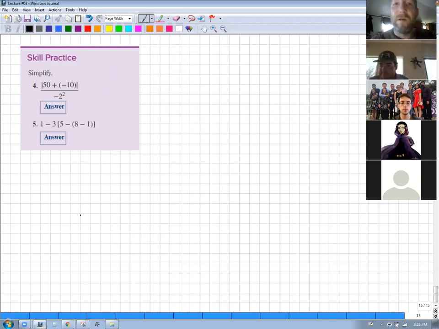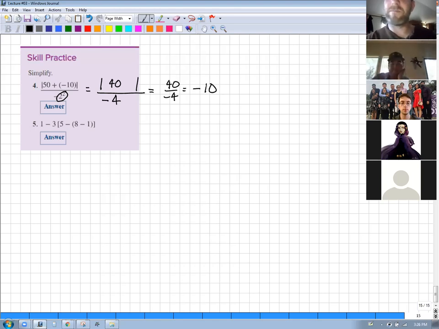Okay. All right. Number 4, we have an absolute value here. Let's figure out what this number inside is first. 50 plus a negative 10 would be 40. That's the same as 50 minus 10. Now on the bottom, again, we got to do the exponent first. So 2 squared is 2 times 2 is 4. Okay. So the absolute value of 40 is just 40. We have a minus sign. 40 over 4 is 10.